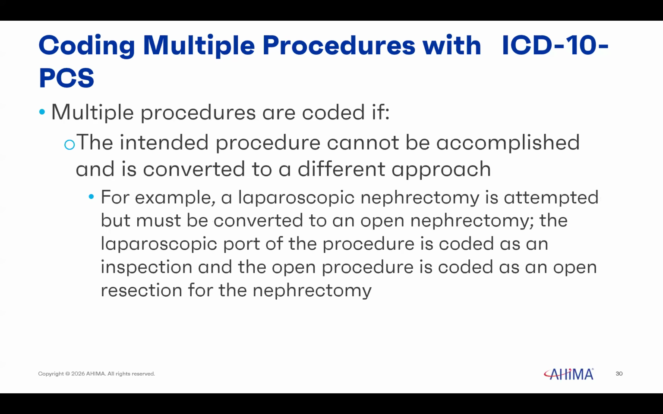We would have multiple procedures if the intended procedure cannot be accomplished and is converted to a different approach. So if we had a laparoscopic nephrectomy that was attempted and then we had to change to an open nephrectomy, the laparoscopic part of the procedure is coded as an inspection and the open procedure is coded as an open resection for the nephrectomy.